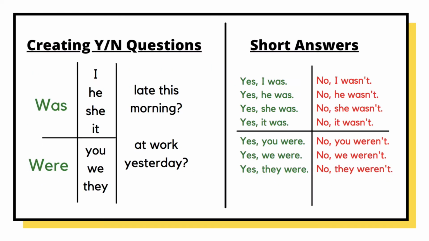This chart shows how to create yes or no questions and short answers. We start with our be verb, followed by our subject. Was takes I, he, she, it, and were is followed by you, we, they. An example question would be, was he late this morning? And we could answer either yes he was or no he wasn't. Another example question is, were you at work yesterday? And 2 possible answers are, yes I was or no I wasn't.